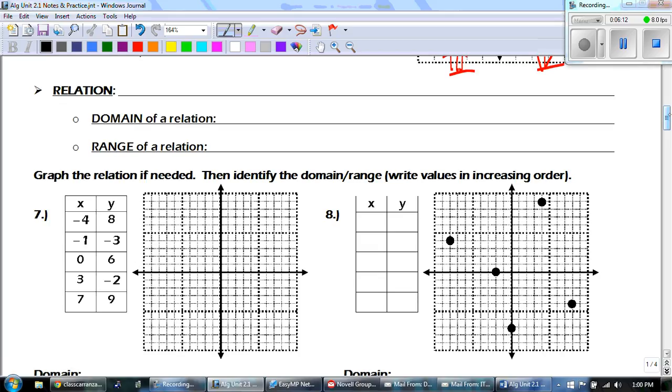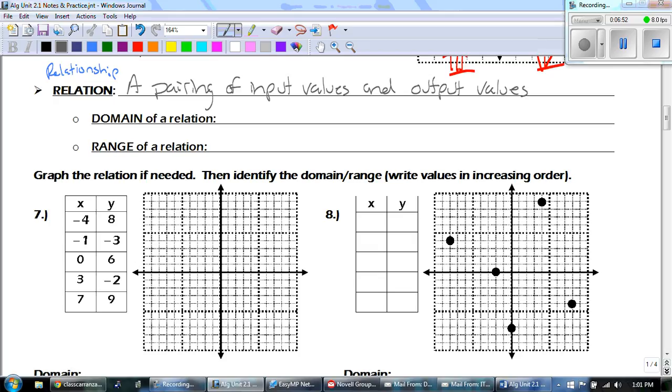All right. The next part, talking about a relation. Okay, when you think of the word relation, we want you to think of a relationship. Okay, because it's the relationship, it is a pairing of input values and output values. Okay, so it's their relationship together. That's what a relation is. It's a pairing of two things.